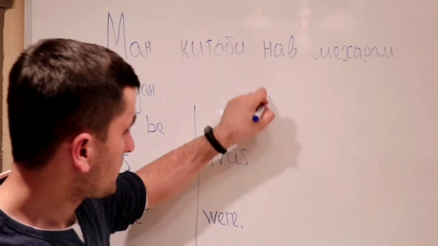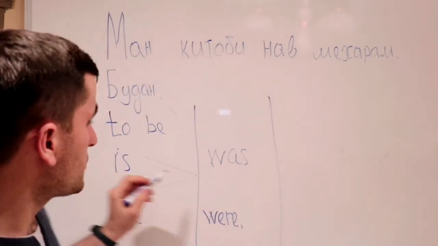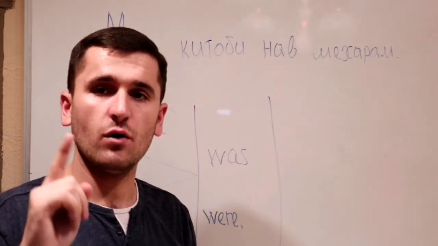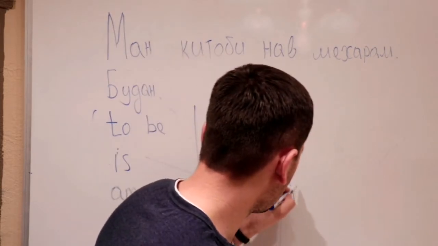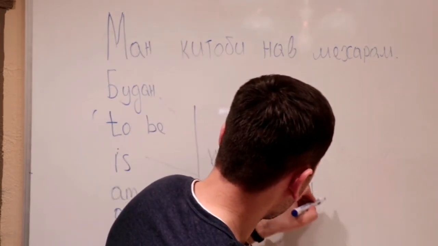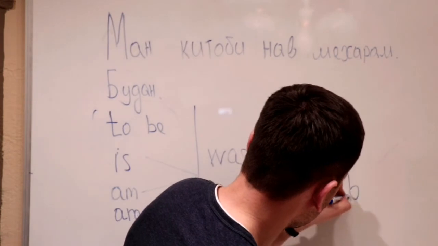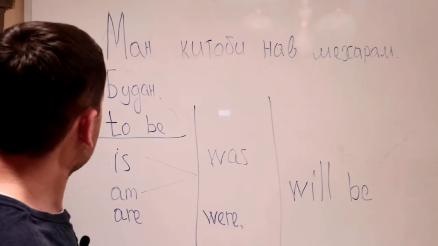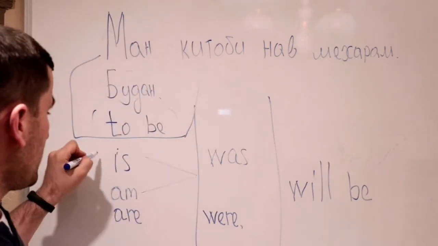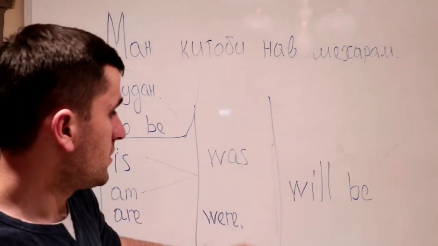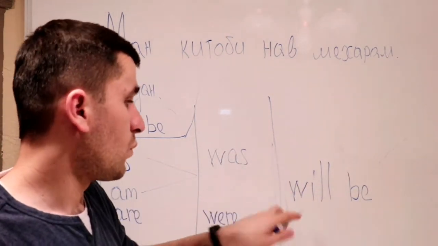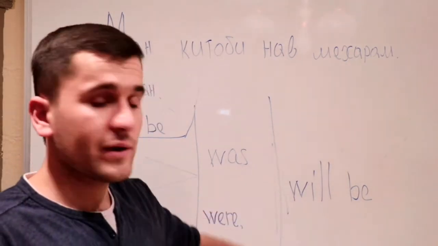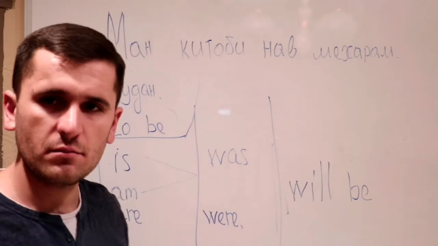And about future, it is the same. Actually, I say that we have only one. For example, will be. So you see, in present we have 3, in past we have 2, in future we have 1. So one word. It is so easy to understand. And how can we use will be? It is the same situation.